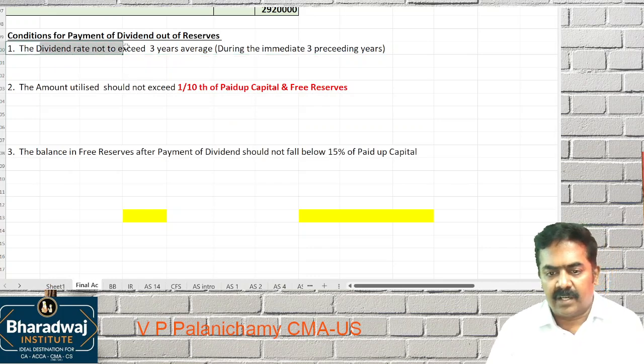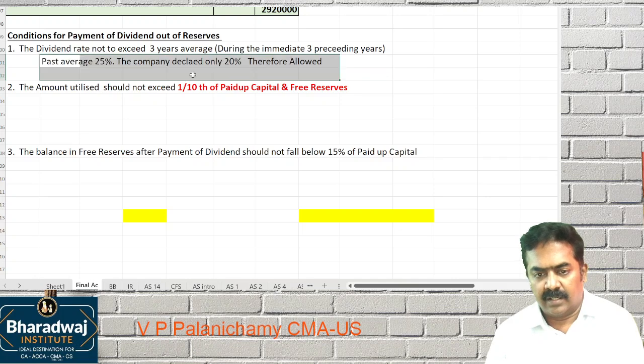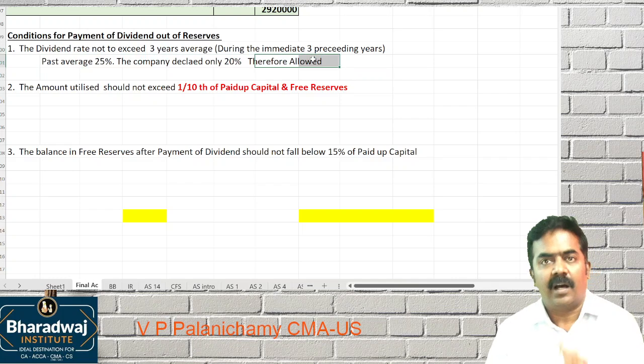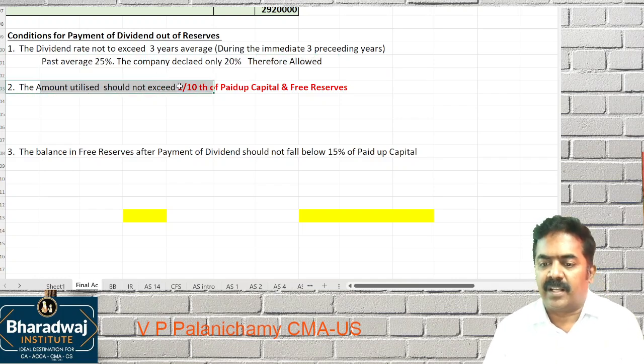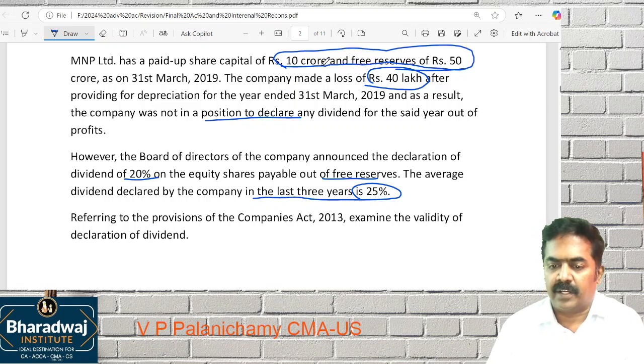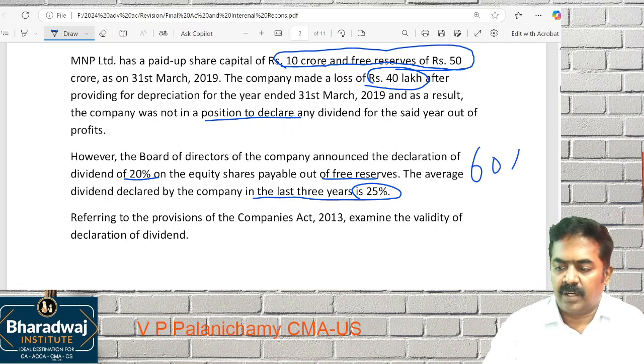Listen, the dividend rate should not exceed the 3 years average during the immediate 3 preceding years. Declared is only 20%, but the past average is 25%. Therefore, allowed. Wait, listen to it. The amount utilized should not exceed 1/10 of paid up capital and reserves. 10 crore plus 50 crore, 60 crore into 1 by 10. That is the maximum we can take, which means 6 crores we can take.